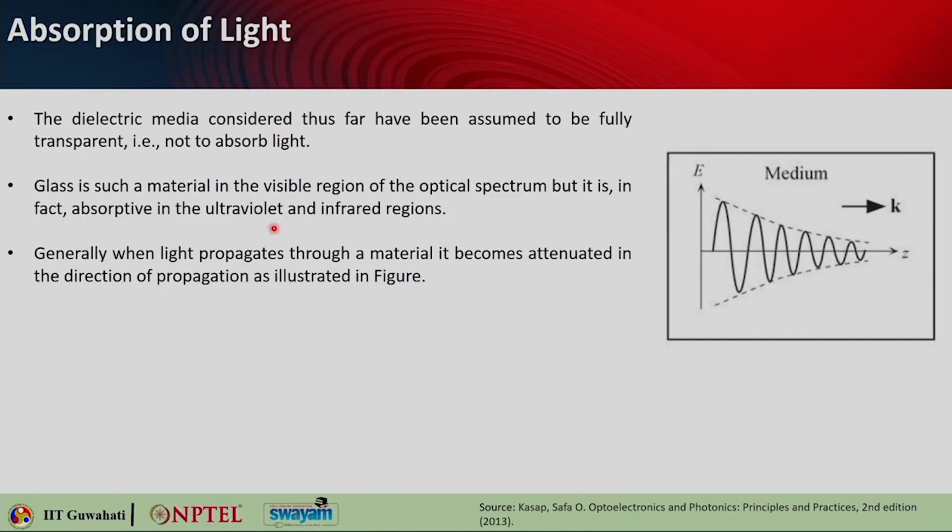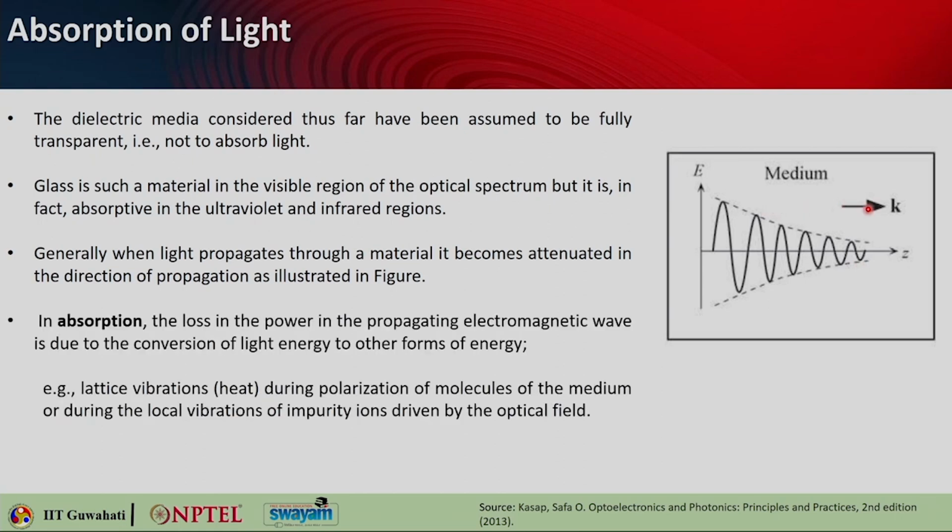And when a material absorbs light, what happens? So light will propagate through that material, and will become attenuated. So this is how the amplitude of the electric field of the light will gradually reduce. Okay. So as you can see, the positive amplitude and the negative amplitude are reducing as the light is propagating along the z direction.